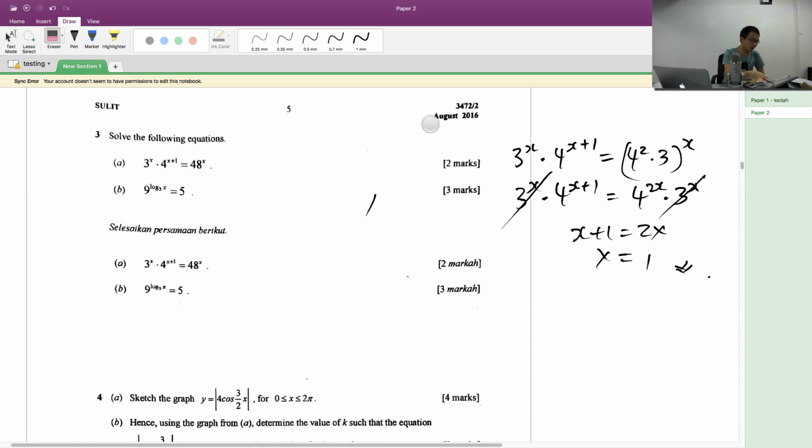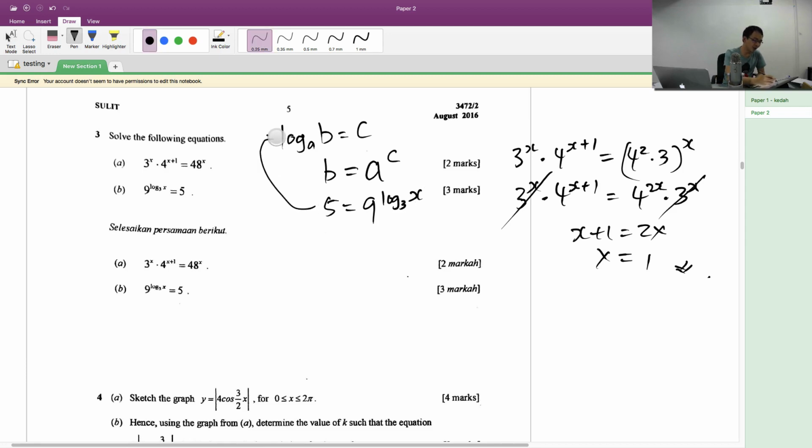Then we go to the second question, log. This question is not too bad, but it will be a bit tricky. If you understand this rule, log_A B equals C, B equals A to the power of C. This is exactly what you have. You have 5 equals 9 to the power of log 3x. So I want to change back to this one.